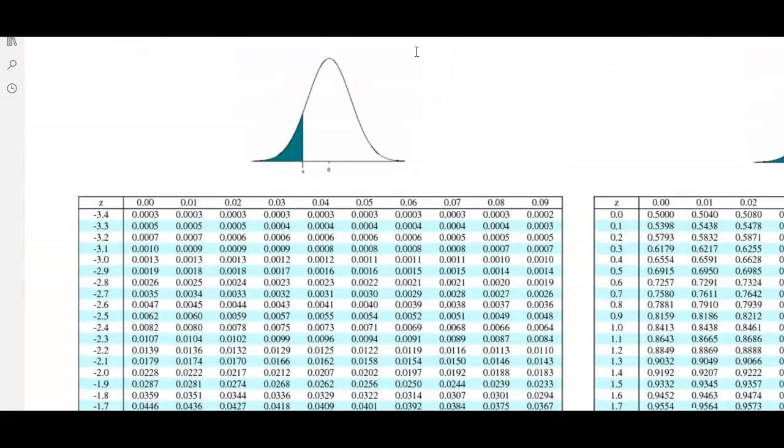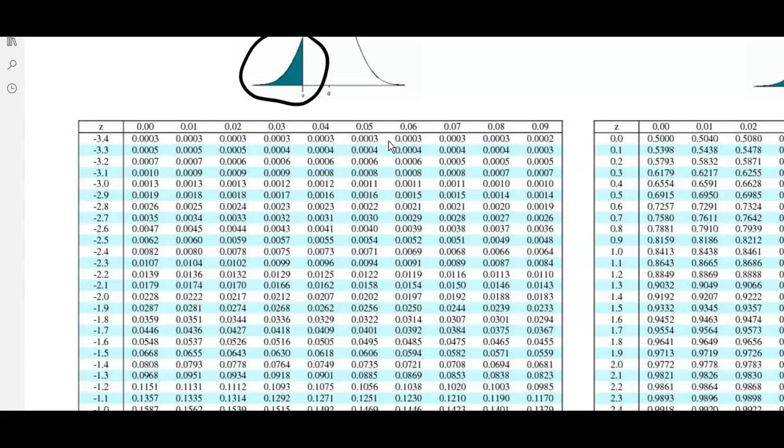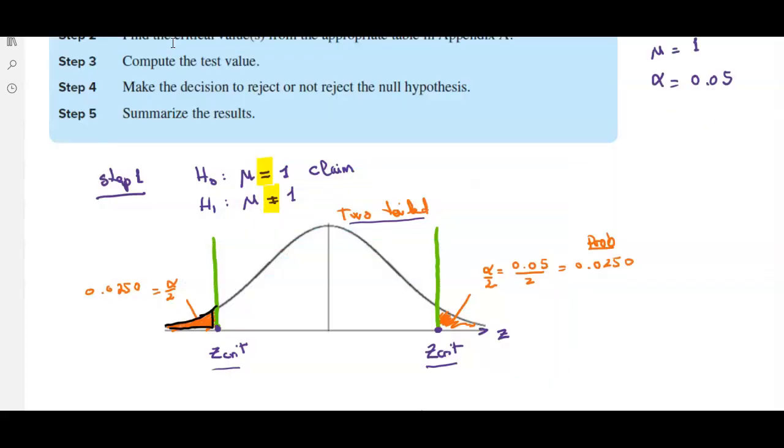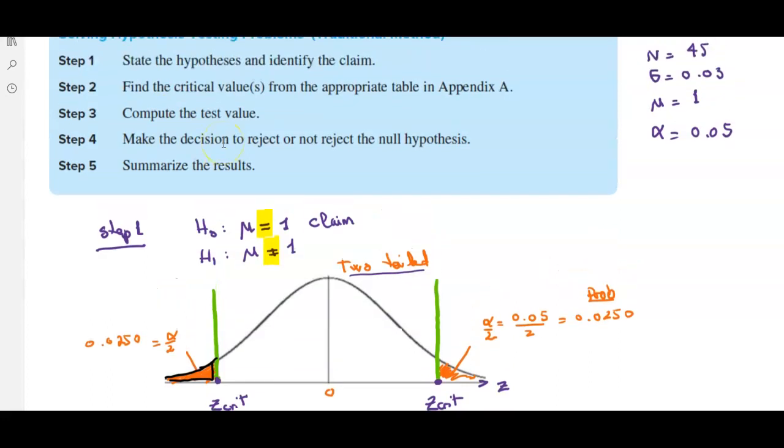And here, as you notice, I'm looking under the small tail, like the left side. And the value of that should be 0.0250. And you can see it is right here. So if I read it, this is going to be minus 1.9 and 6 here, so minus 1.96. Going back, according to my table, this is going to be minus 1.96. And by symmetry, because this is 0, it's going to be 1.96. So that will complete the second step.